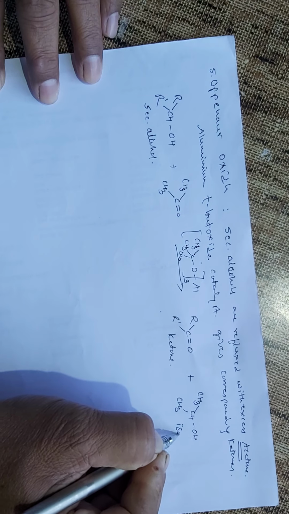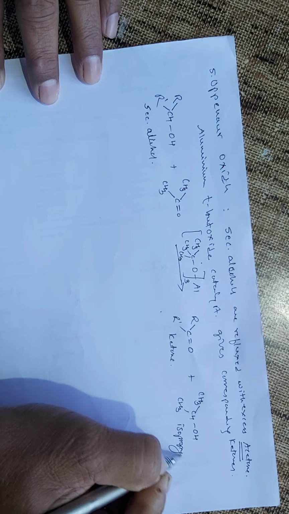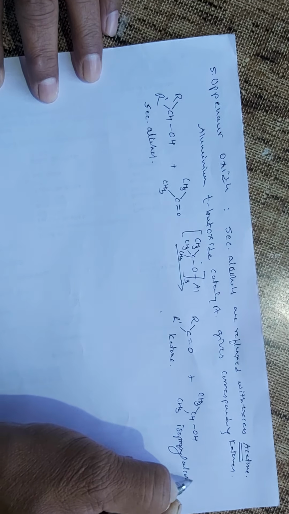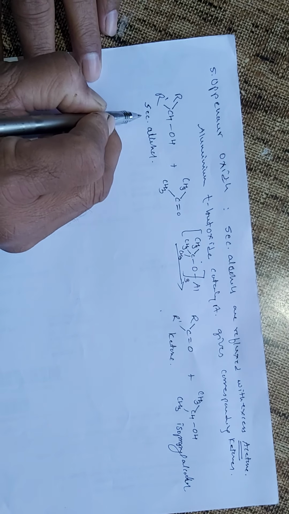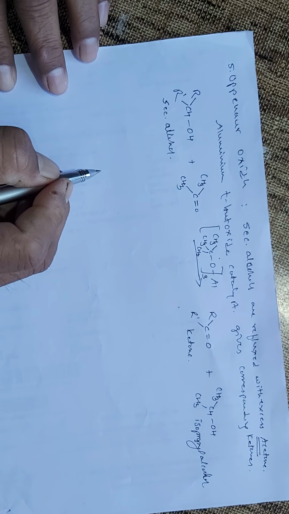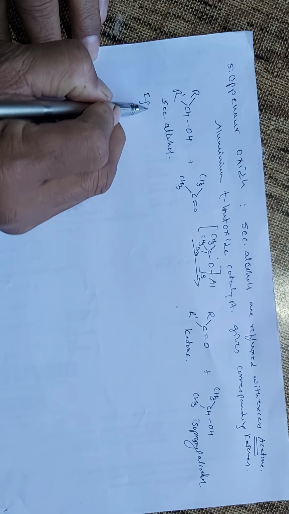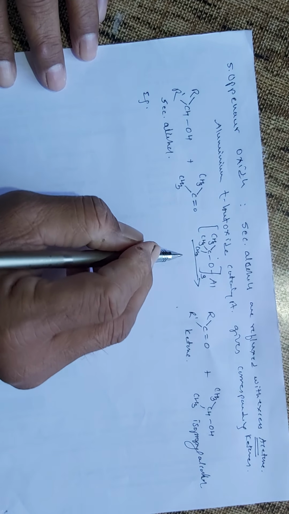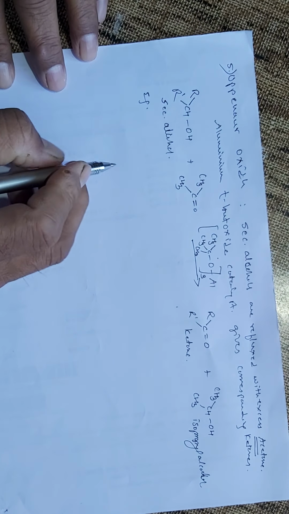So here it's isopropyl alcohol, means the secondary alcohols are converted to the corresponding ketones. So here we will have an example of this, and this reaction is termed Oppenauer's oxidation.